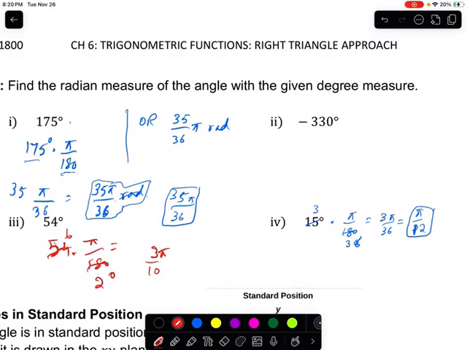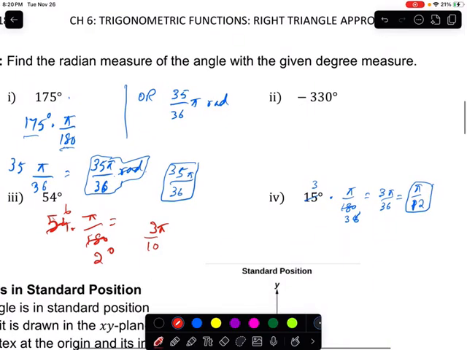Next one is 54 degrees. Again, we multiply by pi over 180 and try to simplify, and you will see that we end up getting 3 pi over 10. Then we have 15 degrees, so do the same thing, multiply by pi over 180, and we end up getting pi over 12. Okay, I'll stop here and we'll meet you in the next video.